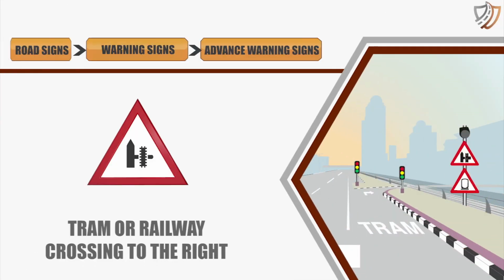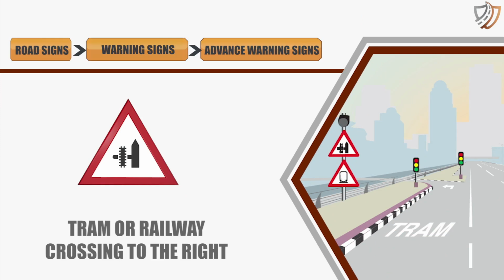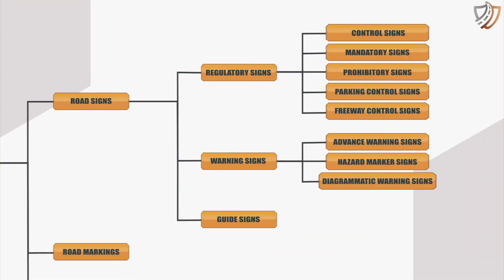Tram or railway crossing to the right. This sign warns the motorists that if they intend to turn right, they will cross a tram route. A supplementary plate may be attached below the sign indicating the distance to the tram crossing. Motorists need to be cautious while crossing the tram track. If the symbol is reversed on the sign, motorists must take precaution for the tram or railway crossing to the left. Now you will learn about the second type of warning sign, that is, hazard marker signs.